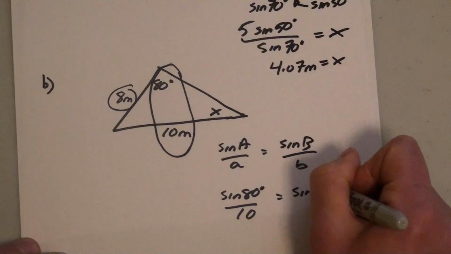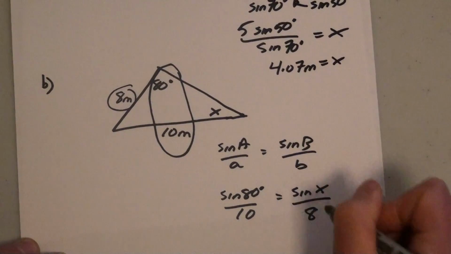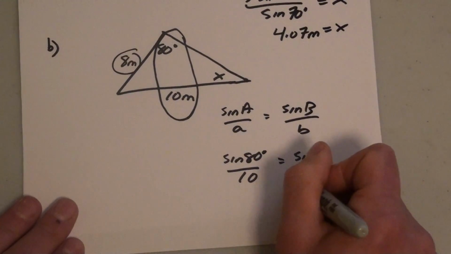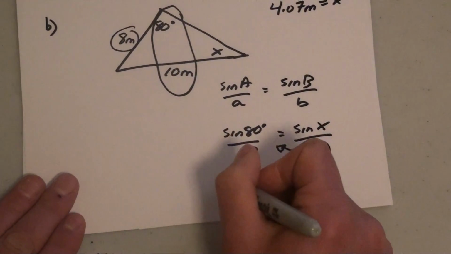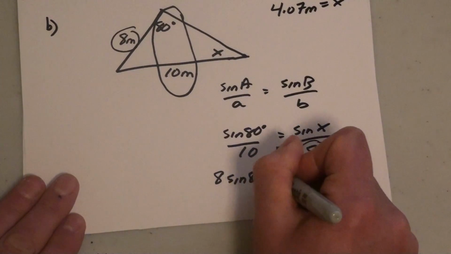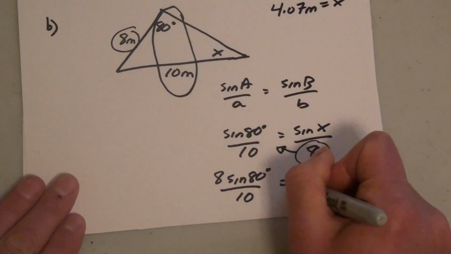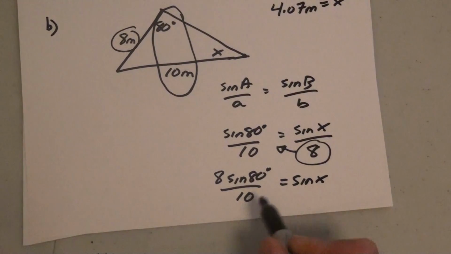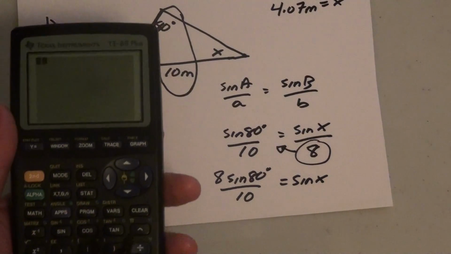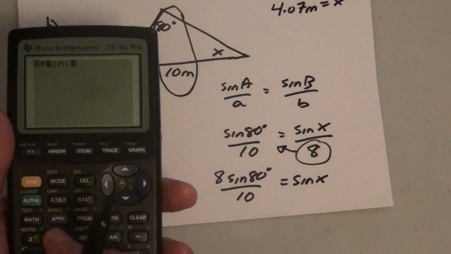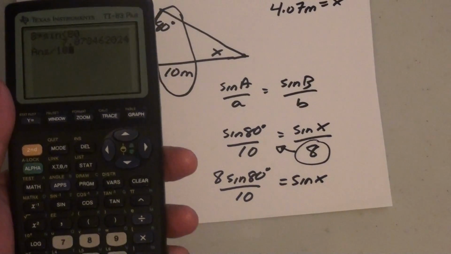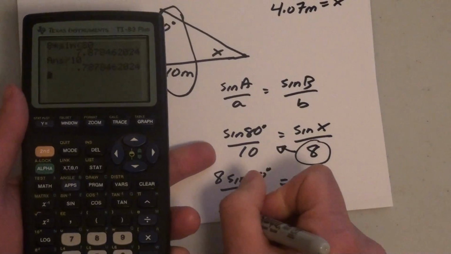So it's going to go sine angle x divided by 8. Like before, I'll take what was on the bottom across. So 8, which turns from dividing to multiplying, times sine 80 degrees over 10 equals sine x. At this point, I need to put it in the calculator. It will go 8 times sine 80, hit equals, divided by 10, hit equals again. And that's going to give you a decimal.